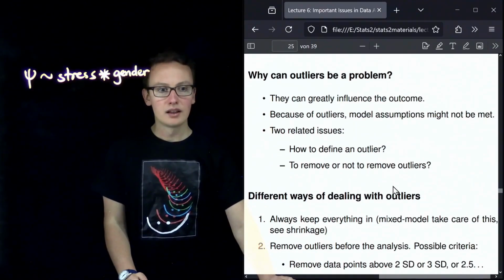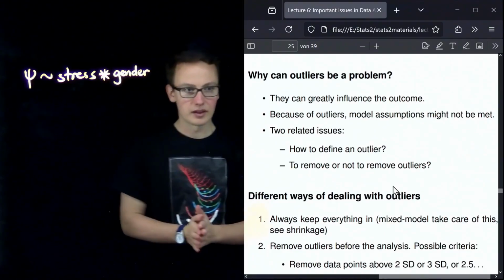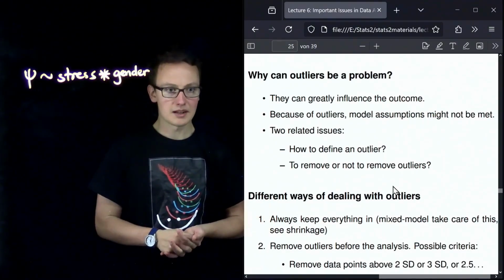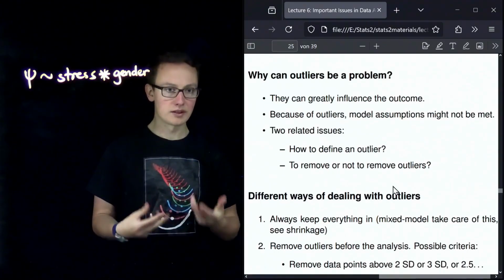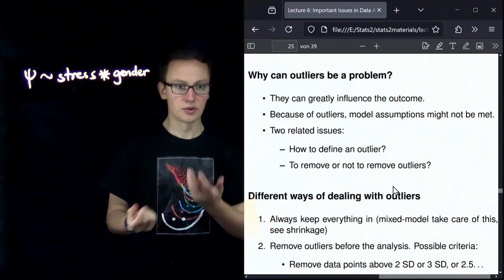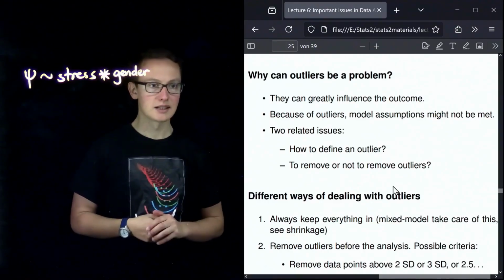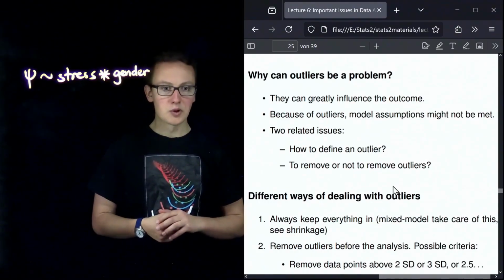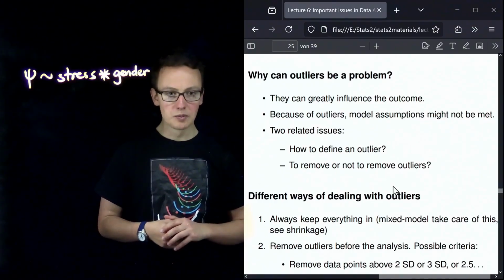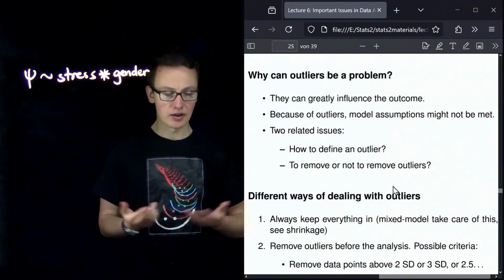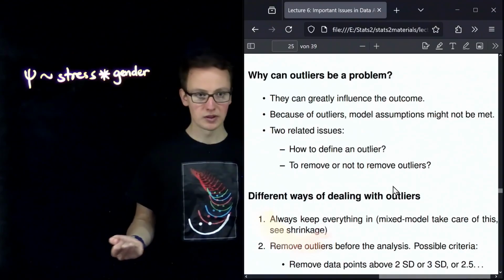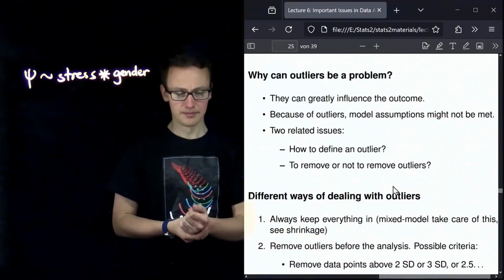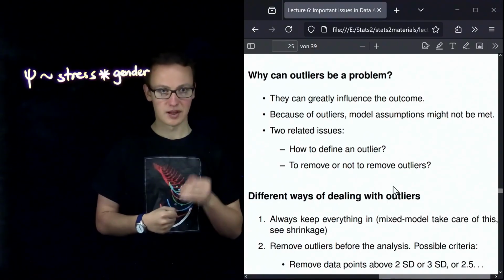So I already hinted at what could be the problem. The main issue with outliers is that they can greatly influence and distort the outcome of a statistical analysis. Also, most of our statistical tests assume certain things about our data, for example, that they are normally distributed, and the outputs of our statistical tests only really make sense if those assumptions are met.